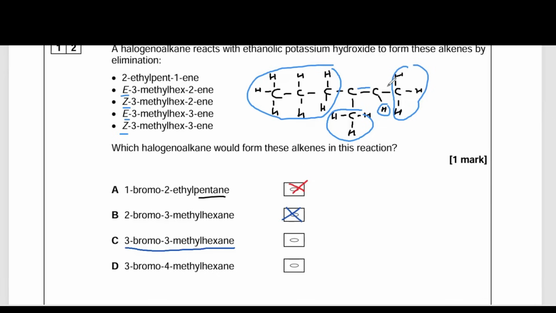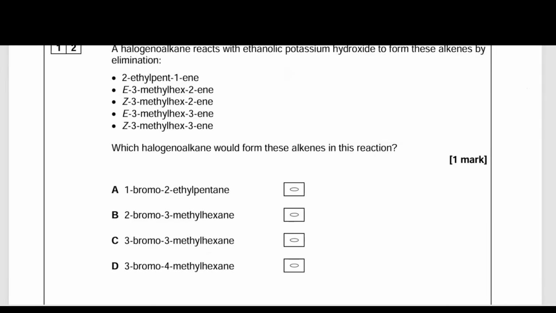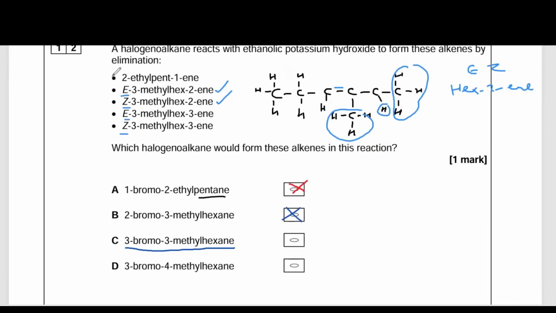Now let's look at the possibility. Can we get E-3-methyl-hex-3-ene, and can we get Z-3-methyl-hex-3-ene? Well, you're damn right we can. All that has to happen there is the bromine, and I'm going to rub this out, hold on. All we need there is the double bond to form there, okay? And it would form there, and then we would have the same kind of thing. We'd have an ethyl and a methyl and a hydrogen and an ethyl on the other side, and that would be methyl-hex-3-ene. So we can get that too.